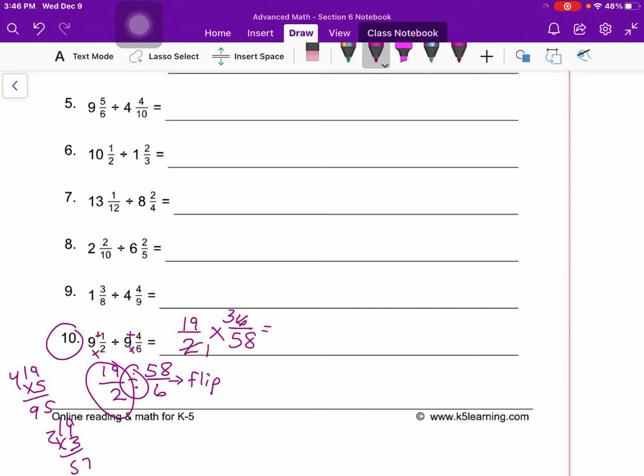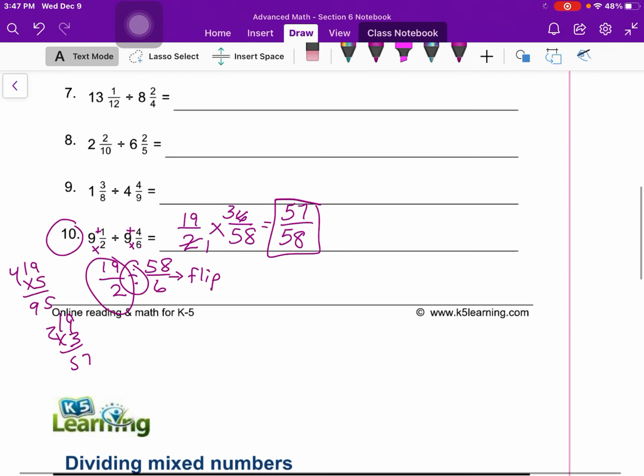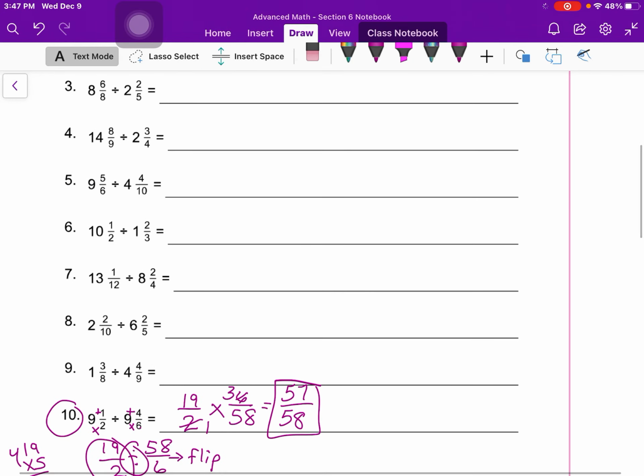So 19 times 3 is 57, straight across. 58 times 1 is 58. And luckily it's not improper, so we have our answer, 57 58ths. Let's check. Yes, 57 58ths is the correct answer. Let's do another one here together, number 9.